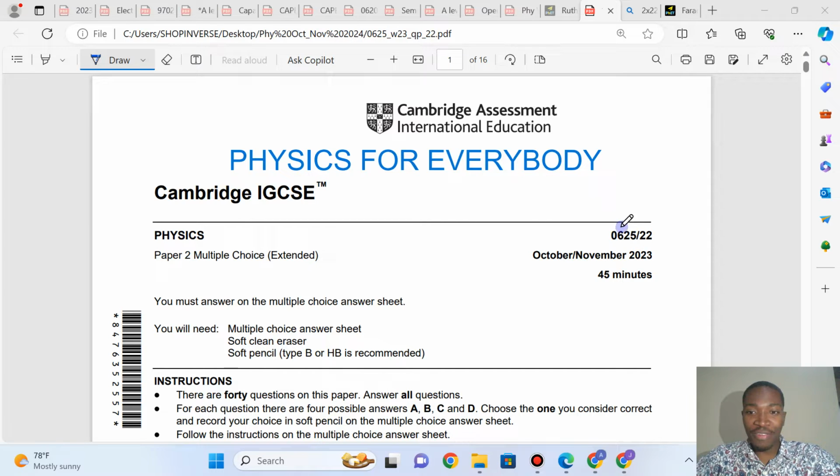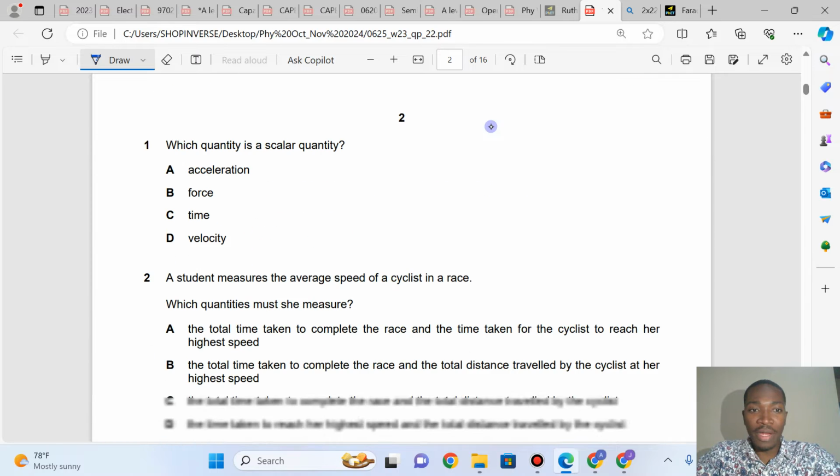Today, we'll be solving the October-November 2023 Physics 0625 Paper 2, Variant 2 of the Cambridge Assessment International Examination. Without delay, let's go. Question number 1.